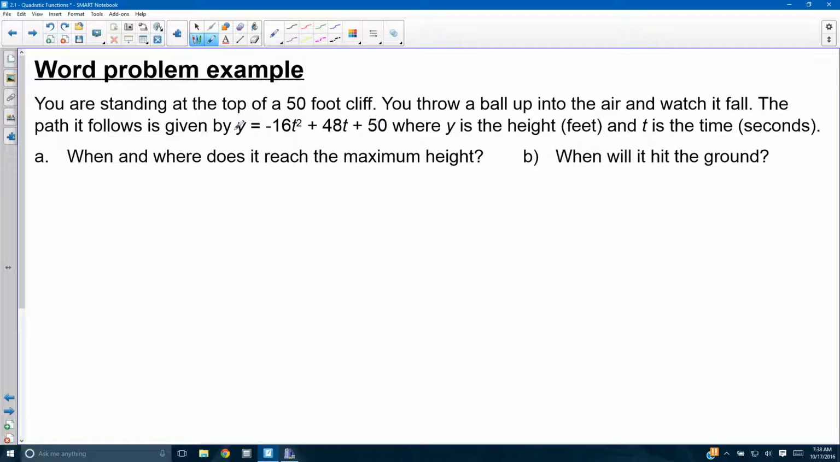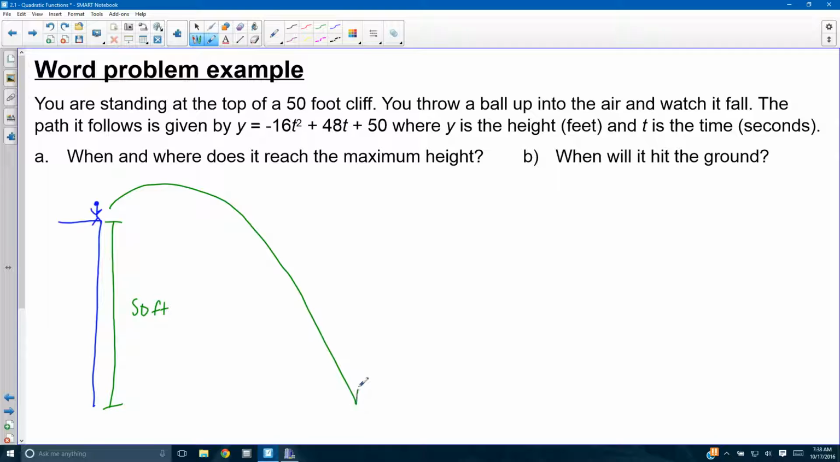Now, as far as this problem goes here, here's my cliff. Here's me, or you. And you're 50 feet above the ground. So this right here is 50. Now, the problem does say that you throw a ball up into the air. You might start thinking, I'm throwing it out this way. Not necessarily. You could be, but this distance doesn't really matter. There is no variable that refers to distance outward from here, just height. This t is not distance.